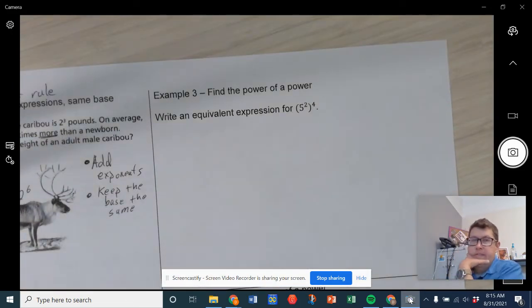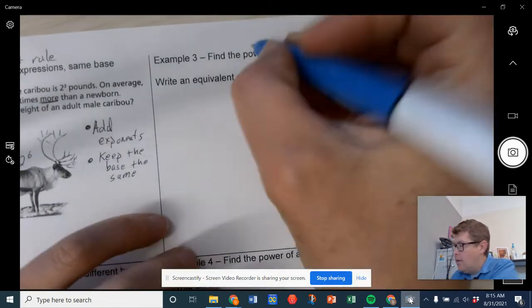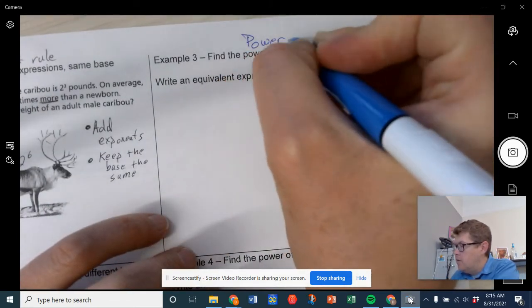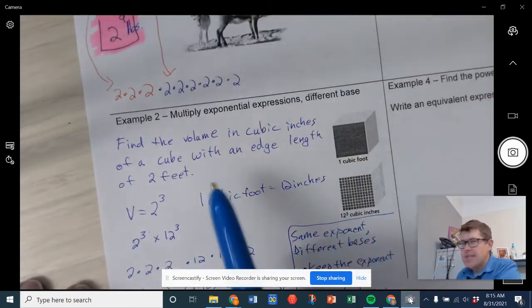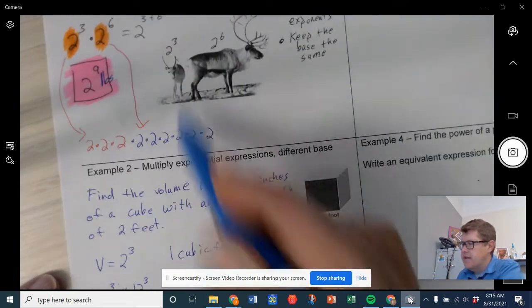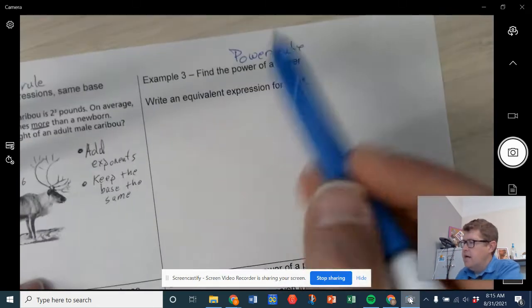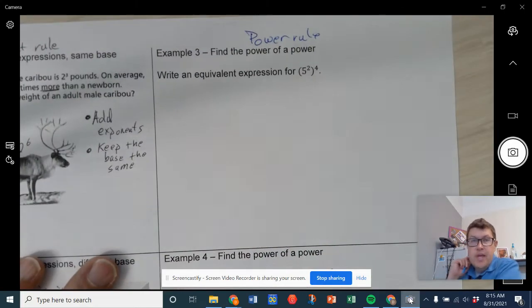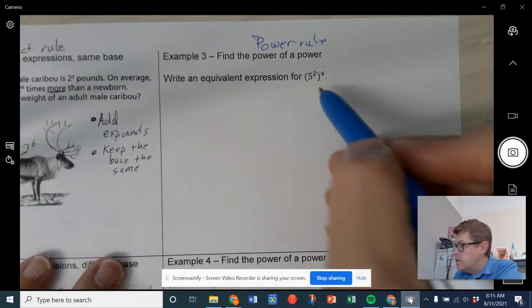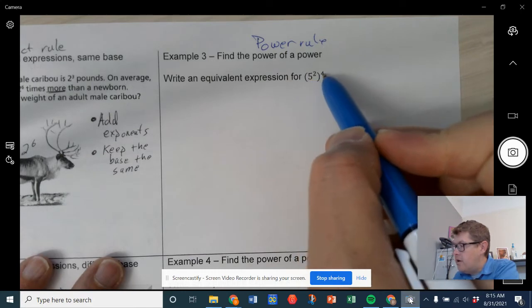Okay, so now we have finding the power of a power. I call this the power rule, right? Product rule, power rule. Now this second one is kind of a subset of the product rule. The first 2 examples are kind of related. I mean, they're all related because they're exponents, but so finding the power of a power. So we're taking 5 squared to the power of 4, right?